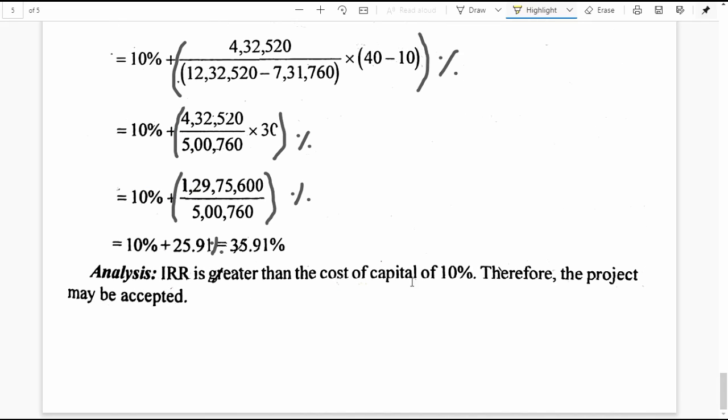IRR is greater than the cost of capital of 10%. Therefore, the project may be accepted. For any project, if the internal rate of return is higher than the discount factor which is mentioned in the problem, definitely the project is recommended for acceptance.